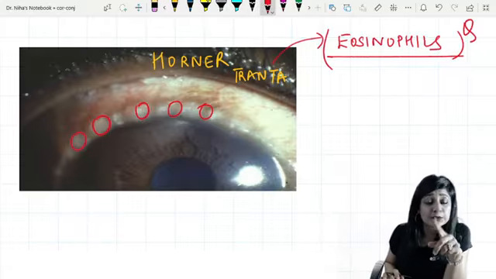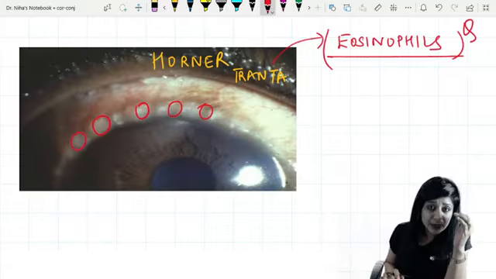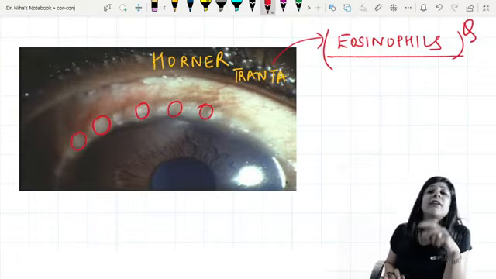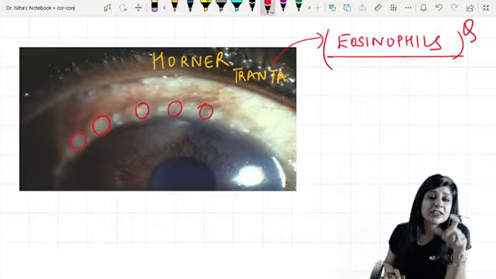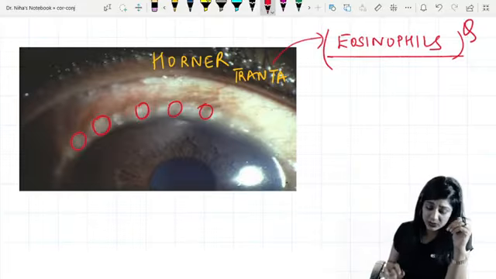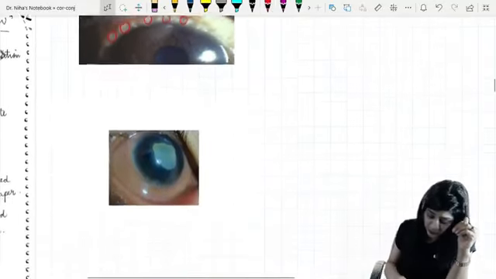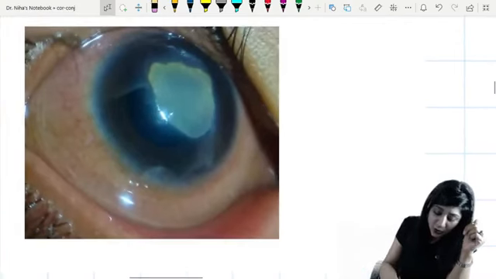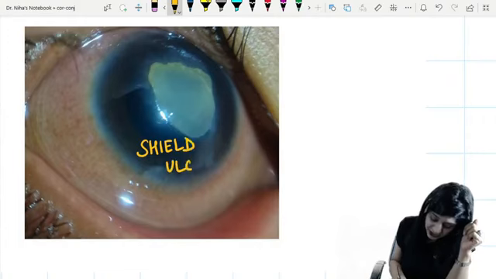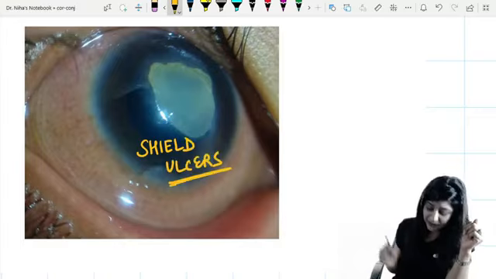Herbert pits were below the limbus, darkish, blackish in color, and they were found in trachoma, while here you have grayish white spots above the limbus, and these are found in spring catarrh or vernal keratoconjunctivitis. If you look at the cornea, in the cornea also you will have ulcers. These are called shield ulcers. In the cornea we will have the shield ulcers.